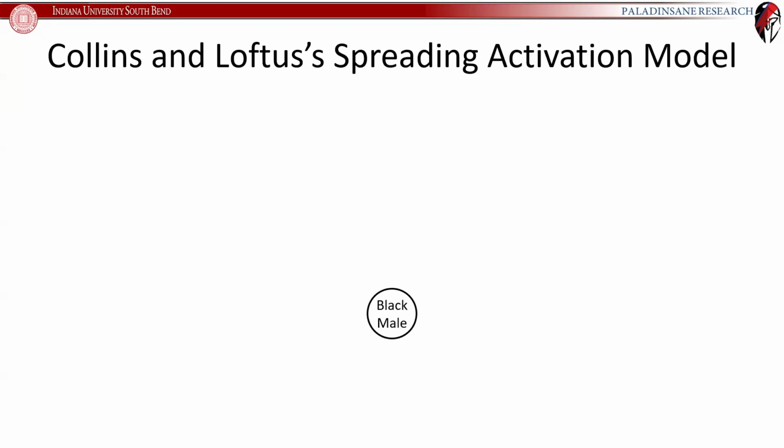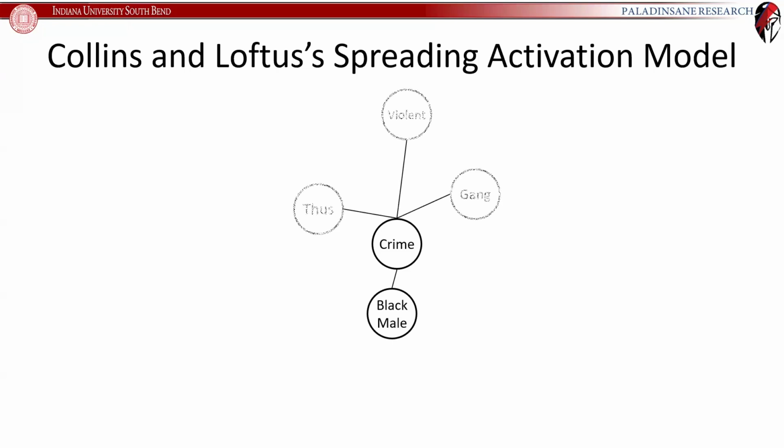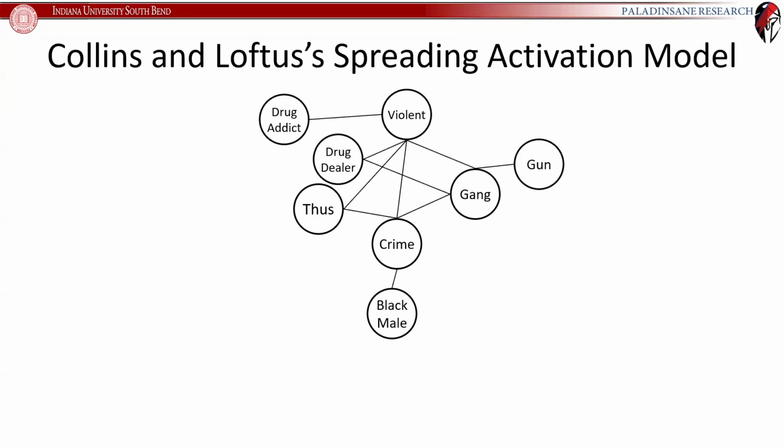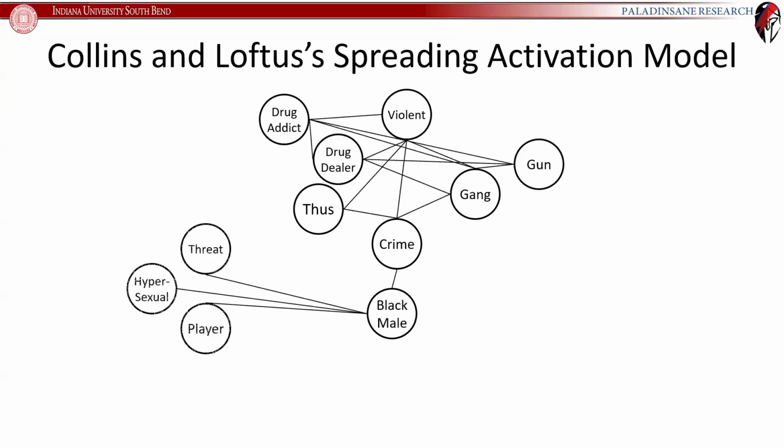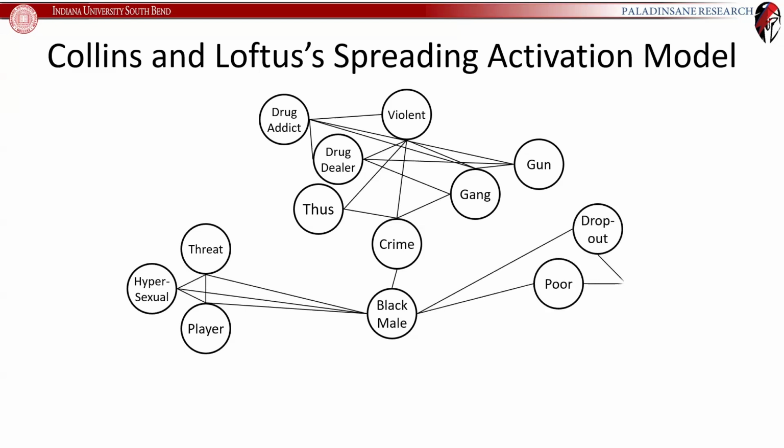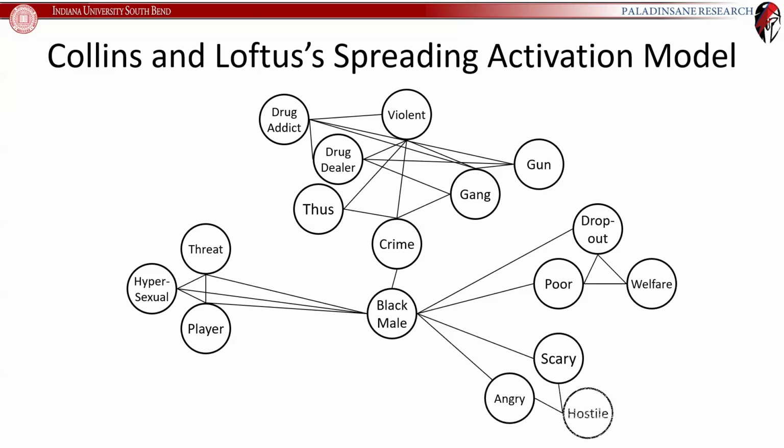So again, we have the idea that black male is associated with crime, is associated with, it's auto-corrected, thug, violent and gang, is associated with drug dealer, drug addict, and gun, is associated with threat, hypersexual, and player, is associated with dropout and poor, which are associated with welfare, is associated with scary and angry, which are associated with hostile. So again, if you're aware of these stereotypes, you have this represented in your spreading activation model, according to Collins and Loftus.